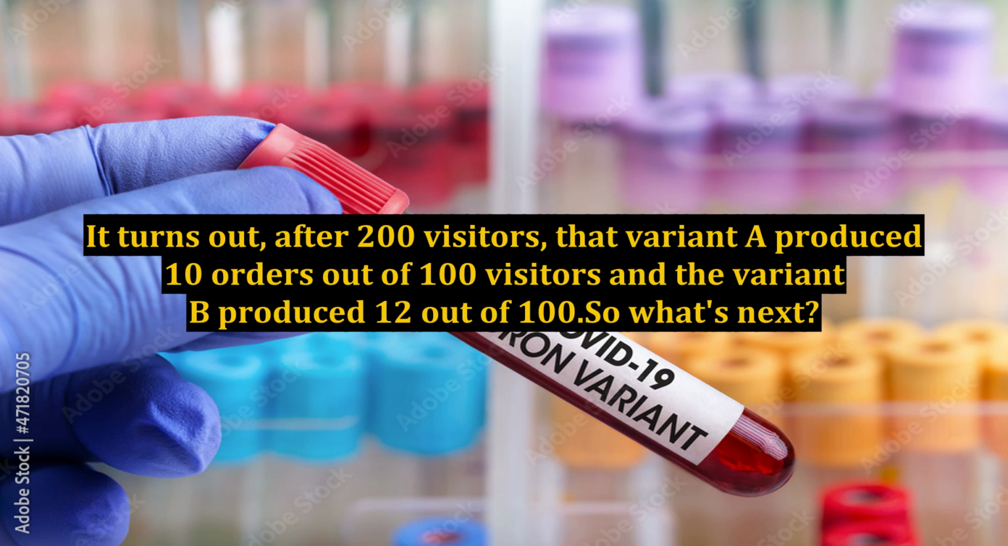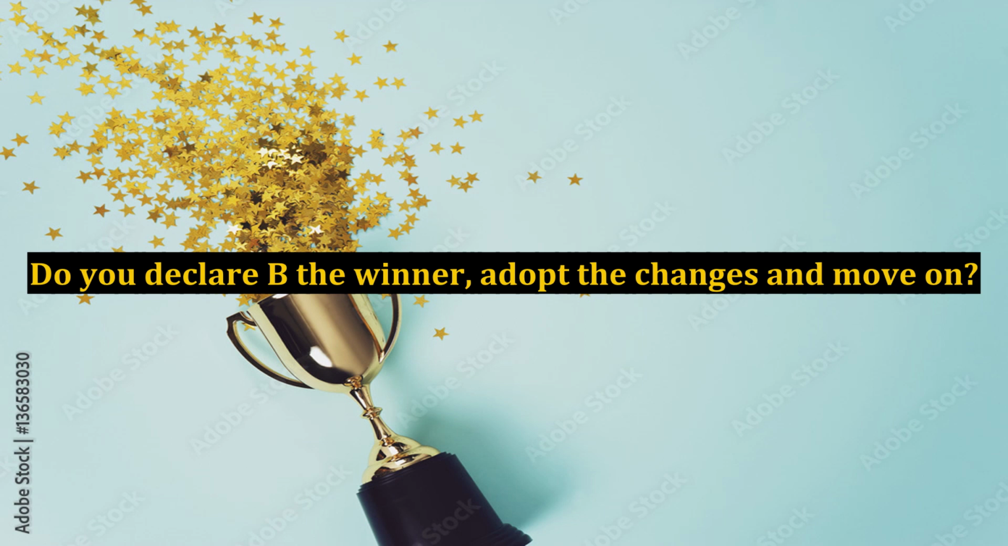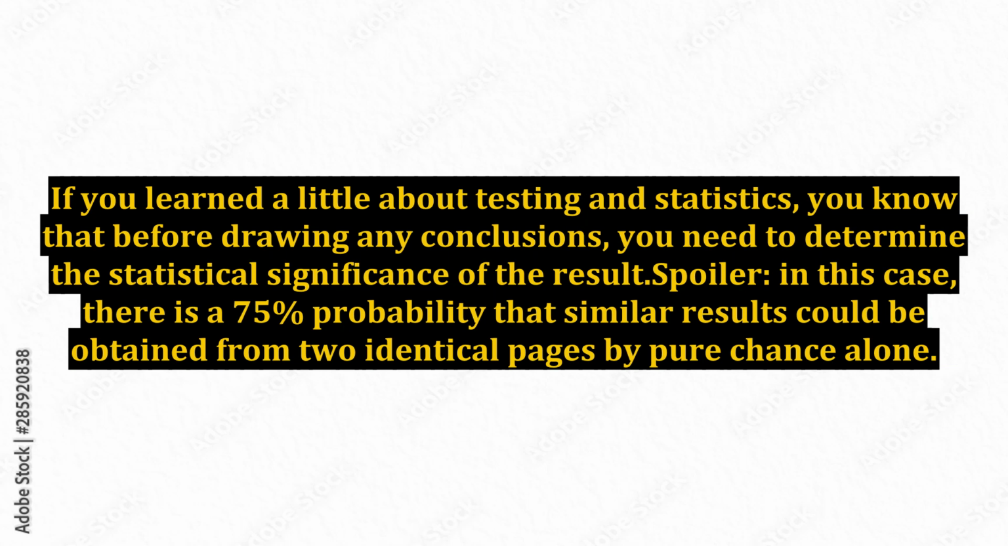It turns out, after 200 visitors, that variant A produced 10 orders out of 100 visitors and variant B produced 12 out of 100. So what's next? Do you declare B the winner, adopt the changes and move on? If you learned a little about testing and statistics, you know that before drawing any conclusions, you need to determine the statistical significance of the result.